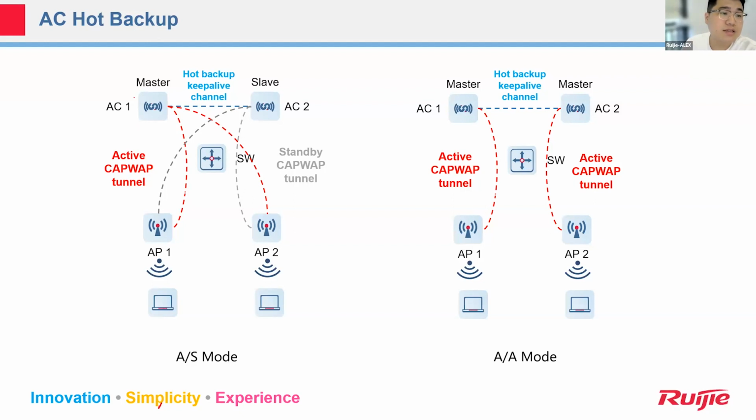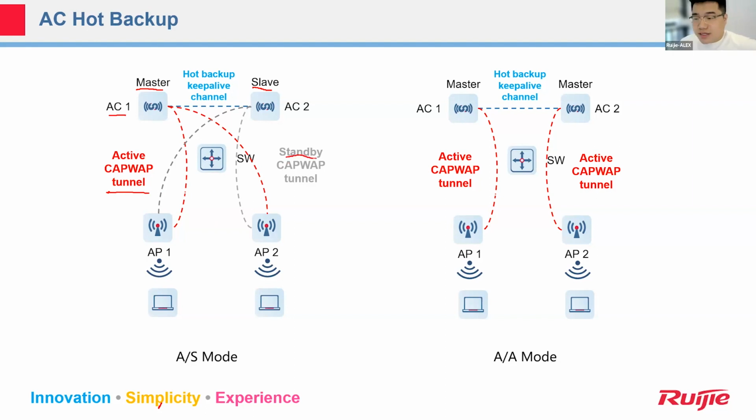Okay, that's it. Now AC1 is a master, AC2 is a slave. This is a result of the election, right? And if we use the AS mode, AC1 is a master. So all the APs will establish the CAPWAP tunnel with AC1, and all these tunnels are active CAPWAP tunnels. And since AC2 is the slave AC, all the tunnels between AC2 and the APs are standby CAPWAP tunnels.